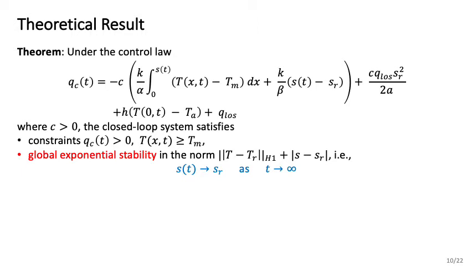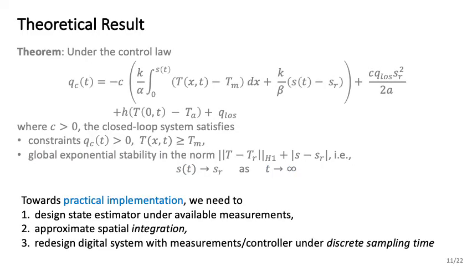This is a good starting point for control design, having a theoretical result. However, towards practical implementation, we need to further design a state estimator under available measurements, because we actually cannot obtain an entire spatial profile of the temperature. Next, we need to approximate the spatial integration in the designed control law. And finally, we should design the digital system under the measurements and controller obtained at discrete sampling times. So we approach these problems step by step.